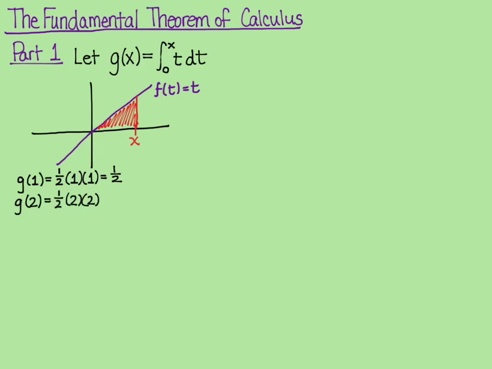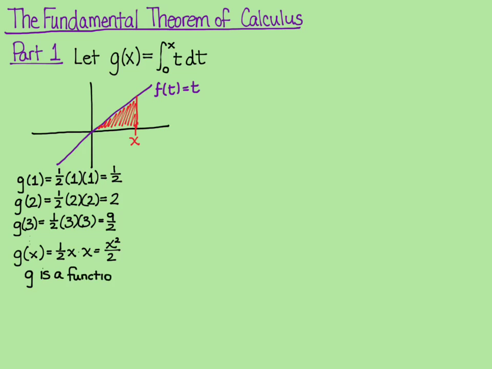G of 2, if x is equal to 2, then the area of this red triangle would be 1/2 times 2 times 2, which is 2. And g of 3, if x was at 3, then the area of this triangle would be 9/2. In general, we can see that if we have some positive value x, the area of this triangle will be 1/2 x times x, or x squared over 2. So g is a function.